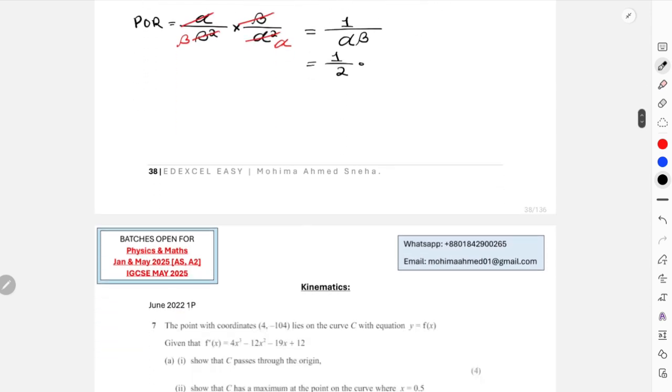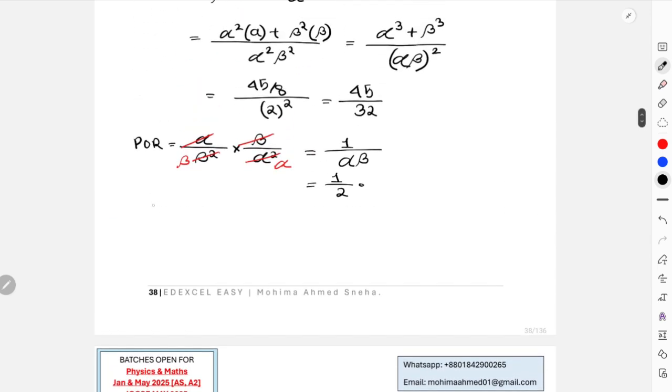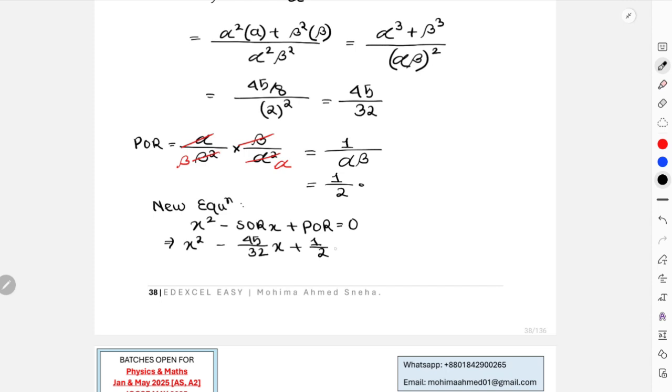So now at this part, in order to create the new equation, the format was always x square minus sum of roots multiplied with x plus product of roots equals to 0, which is going to be x square minus, sum of roots was 45 over 32, x plus half equals 0. Now in this situation, you have to do LCM over here with 32 and 2.